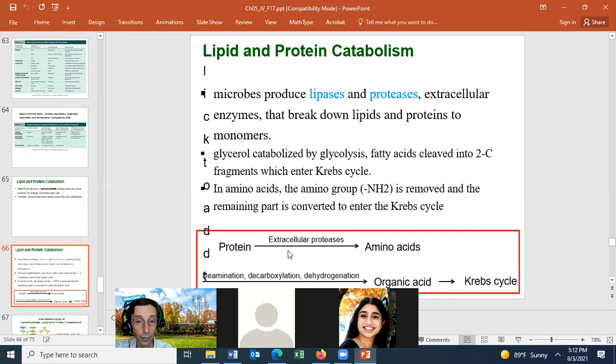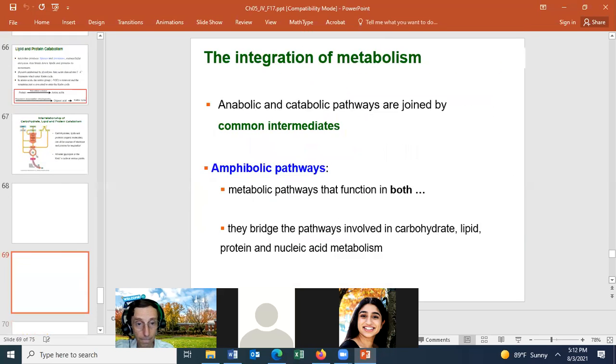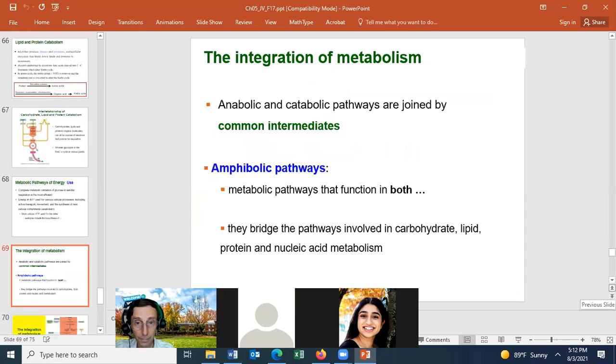Anyways, we break down proteins into amino acids. Lipids, that's what that's for. It got put over here, that should be a lipid right there. Lipids will be broken down into organic acids and then into 2 carbon chunks in the Krebs cycle, as well as glycerol, which will go into glycolysis.